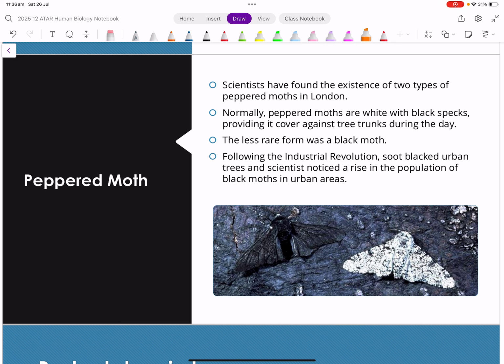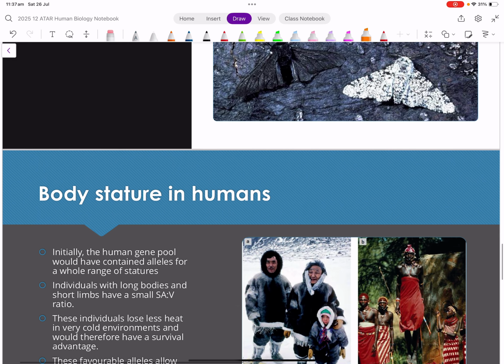We previously mentioned that the rare form was the black moth. However, during the Industrial Revolution, the white moth stood out more on the soot of trees in the urban environment. So the white moth was more easily seen by predators, and this led to a decrease in the composition of the white allele in the population and an increase in the allele frequency of the black peppered moth.